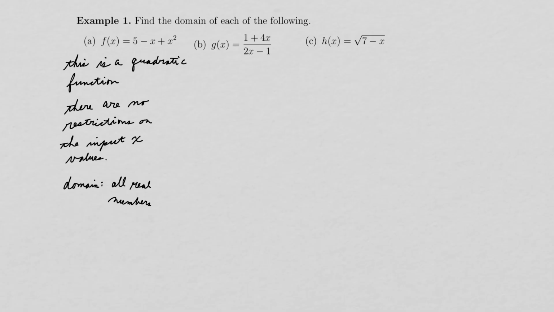Okay, what about the next function? g of x is 1 plus 4x over 2x minus 1. This is like a rational function. Well, in this case, we do have an issue. We know that we cannot divide by 0. So basically, the denominator here can't be 0.